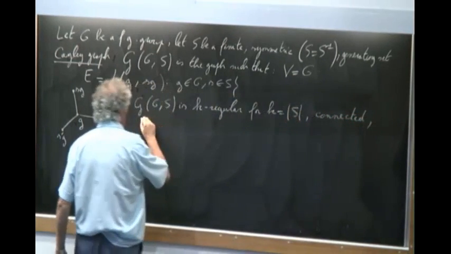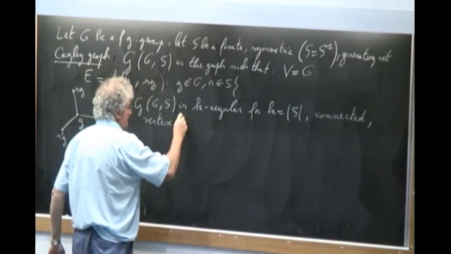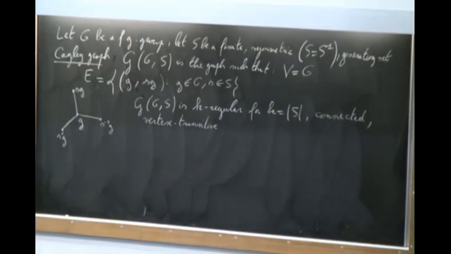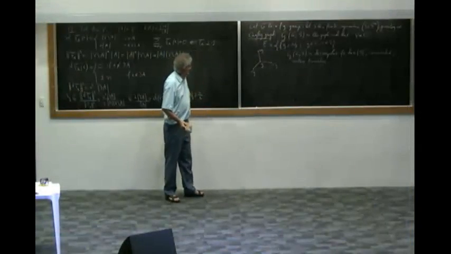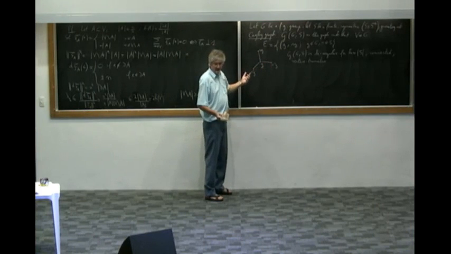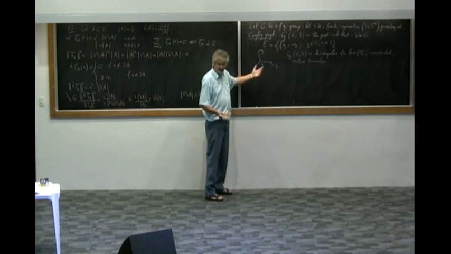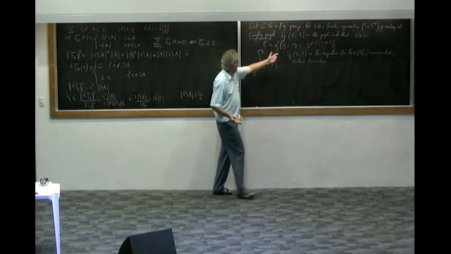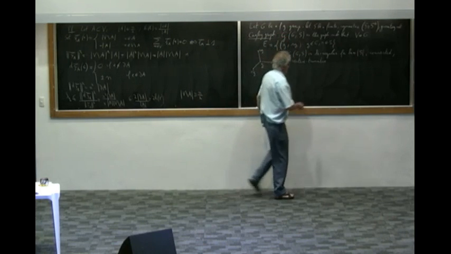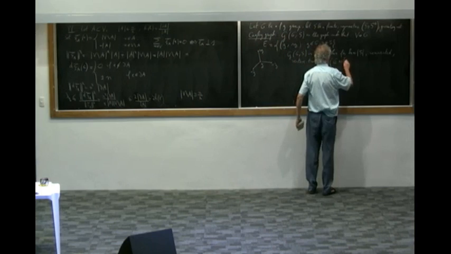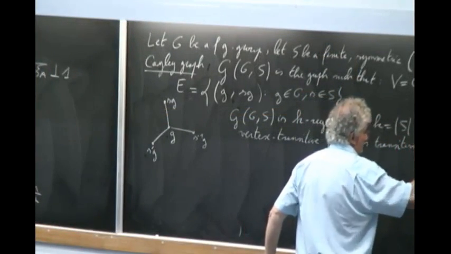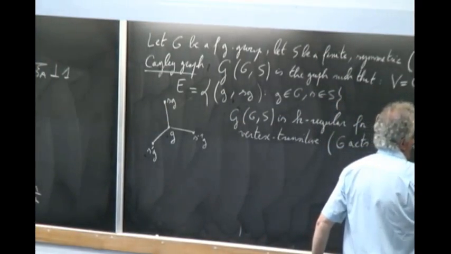And also this graph is vertex transitive, because to define it, we used left multiplications. So the group is still acting on the right by right multiplication, and it acts by preserving that adjacency, and it acts transitively. So G acts transitively on V by right multiplication.